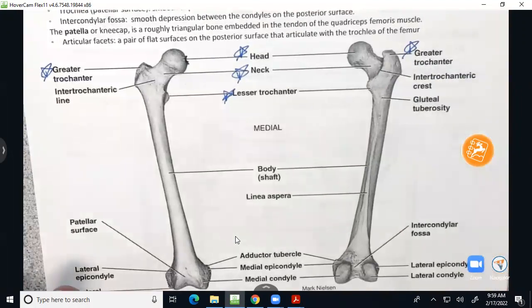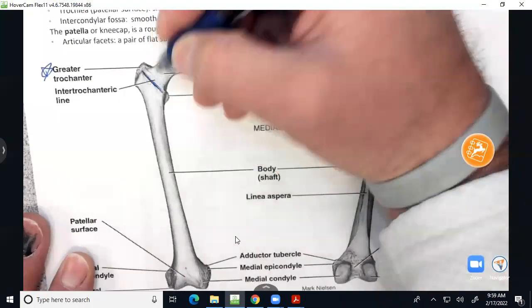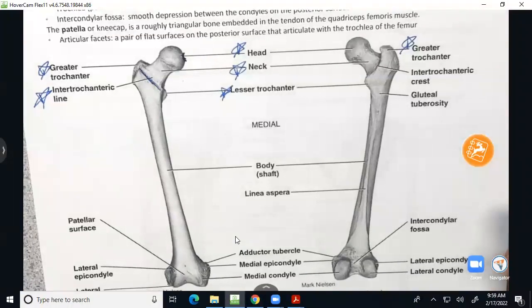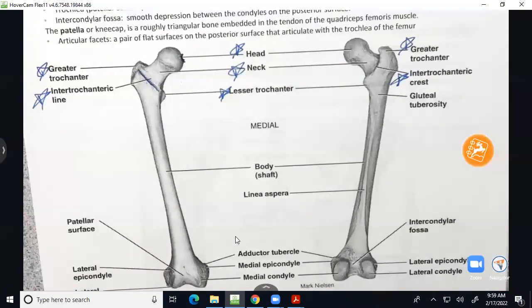Okay. Now on the anterior side, connecting those two, and I'm just going to draw a line across to represent it, is the intertrochanteric line. Okay, just kind of an oblique angle there connecting the two. Whereas on the back side, a much more prominent structure is the intertrochanteric crest. Okay, so it's more like a ridge than just a line. So that's where those names come from.